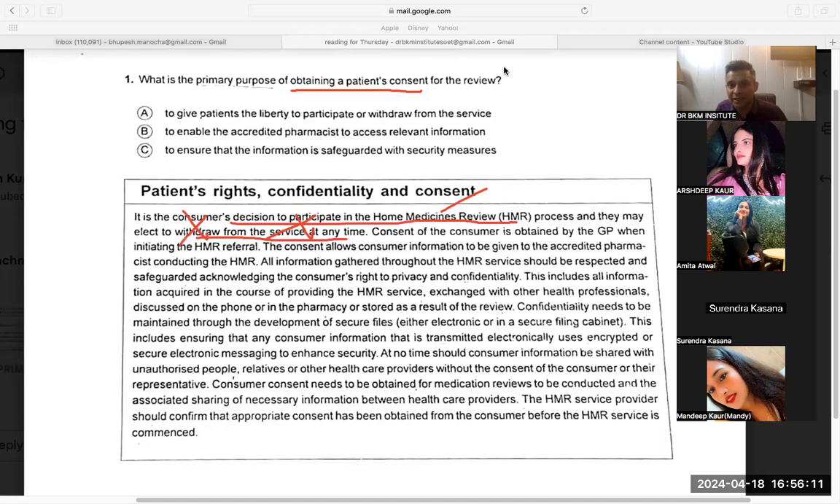Consent of the customer is obtained by the GP when initiating. This line does not have the purpose. This line also does not have my answer. That is how you save time. The consent allows the consumer information to be given to the accredited pharmacist conducting the HMR. So consent allows the consumer information to be given to the pharmacy.